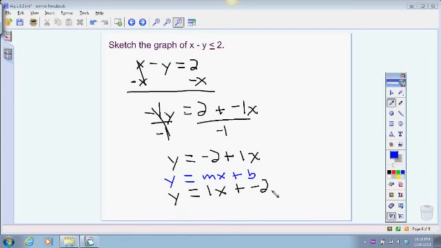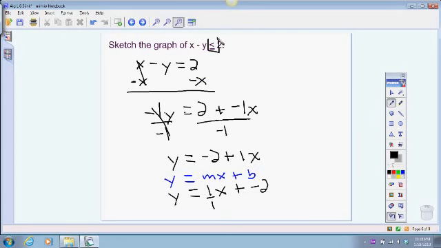Now we can graph this line right here, remembering that -2 is our y-intercept, 1 is our slope. So if you want, you can write it as 1 over 1. Before I graph it though, I'm going to peek back at my inequality symbol. Since my inequality symbol is less than or equal to, it's going to be a solid line.